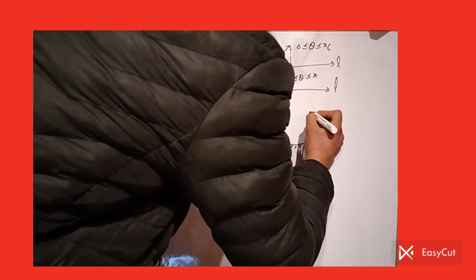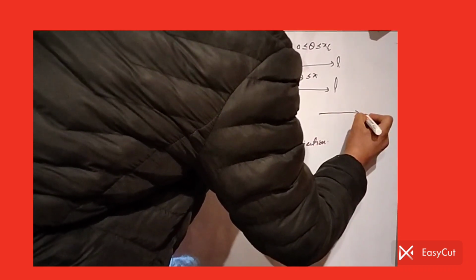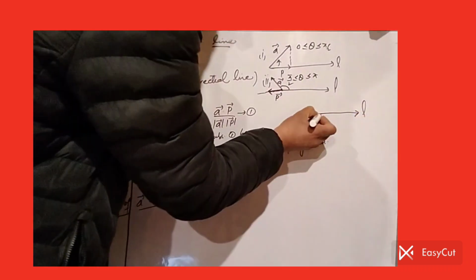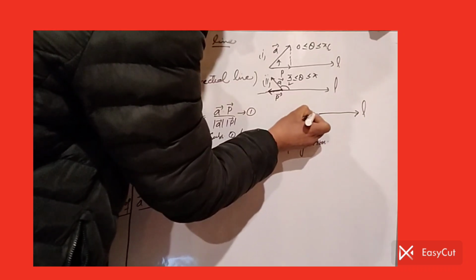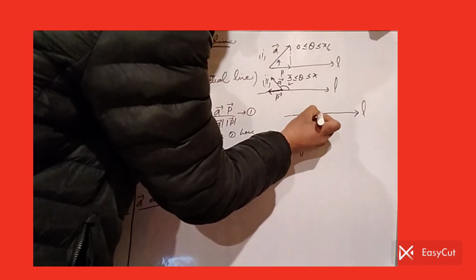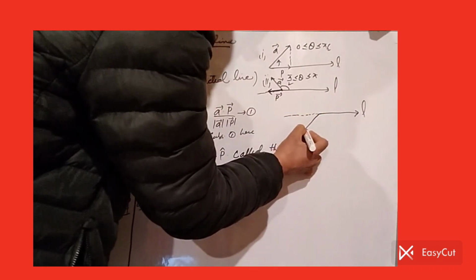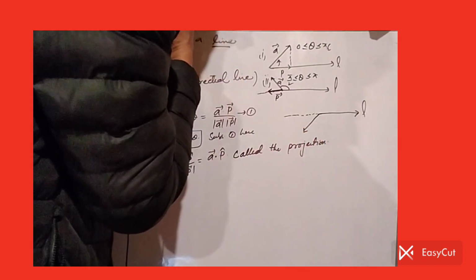The next case is going to be: this is your directed line L, and for example our projection vector is here, our vector is here, vector A.